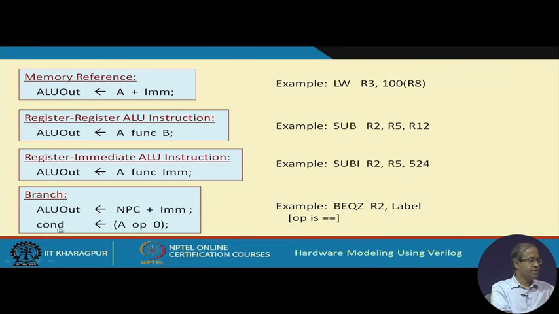Okay. And also you calculate the condition, because there is branch equal to 0, you check whether A, R2, is equal to 0 or not, and the result of this comparison you store in a flip flop, a 1-bit register called cond. This will be required in the next stage.